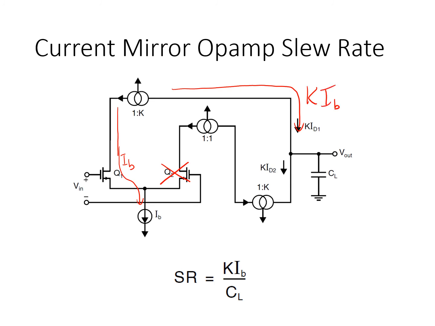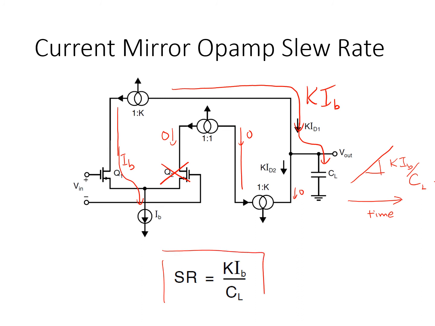At the same time, there's no current flowing in this branch. That gets mirrored over here, zero current flowing here, and therefore zero current flowing here. So all of the current K times IB is delivered to the load cap CL, which causes the output voltage to increase with a slope of K IB over CL. And that is indeed the slew rate of this op amp.